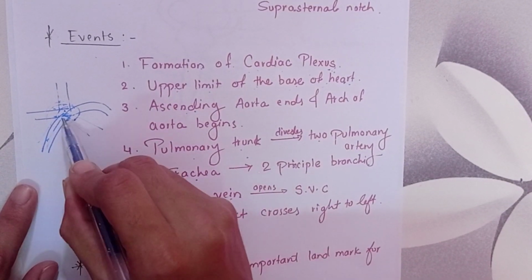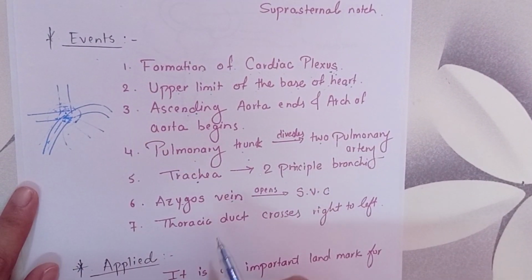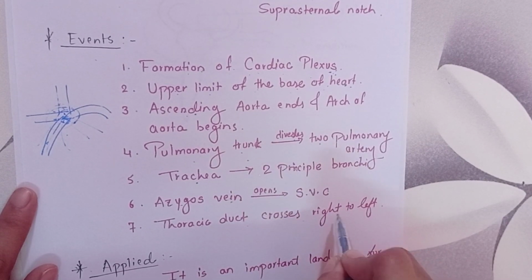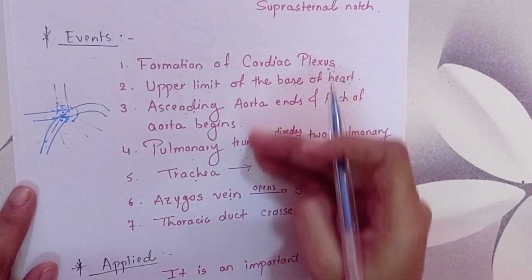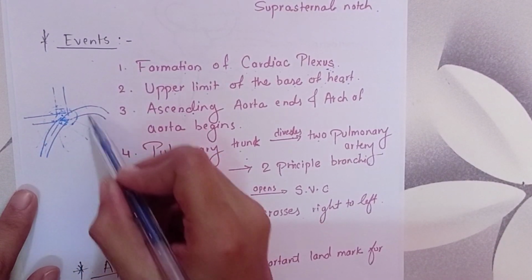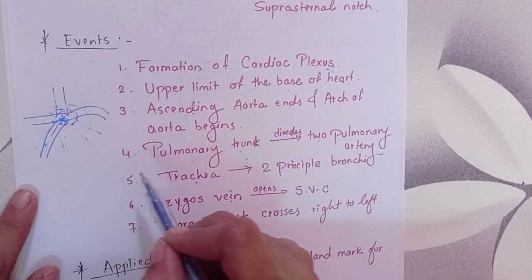The azygos vein opens into the superior vena cava at this junction, and the thoracic duct crosses from the right to the left. In this way, these are all the events that we can see at the angle of Louis. So it's a very important junction.